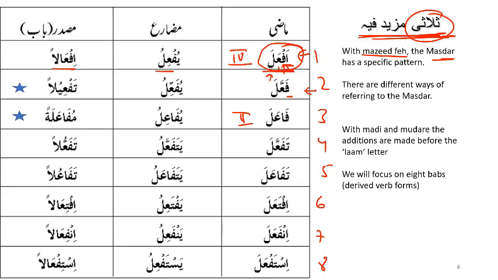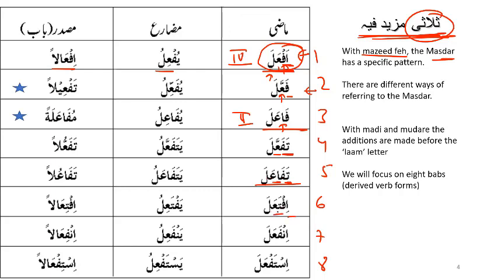With this second one, fa'ala, the ain is doubled. That's what's extra. With fa'ala, we have the alif that shows up between the fa and the ain letter. With the next one, two extra things are happening: we have an extra ta in the beginning, and the ain letter is doubled. Then in tafa'ala, there is an extra ta in the beginning, and an alif that's between the fa and the ain.